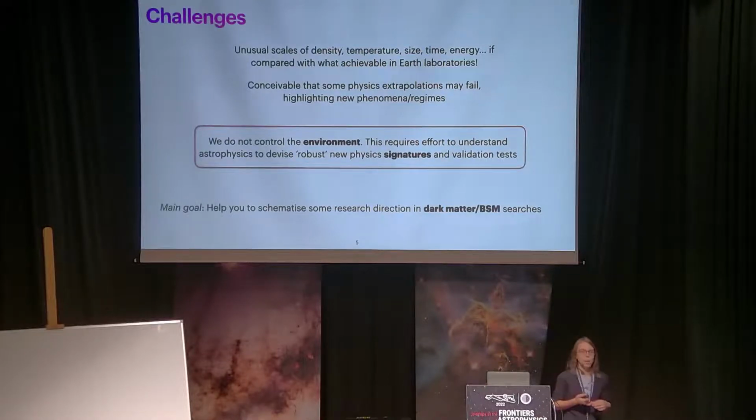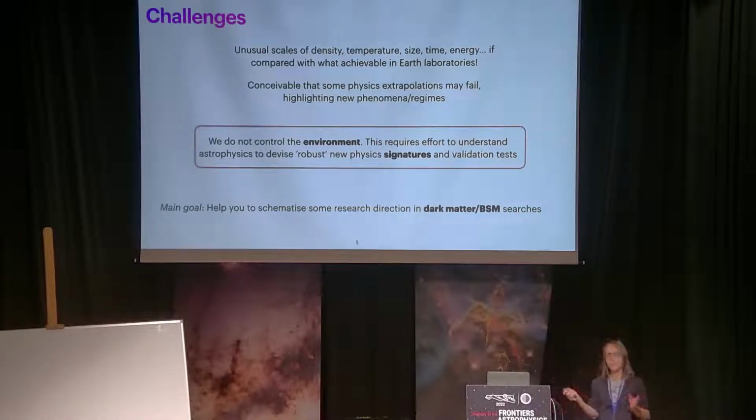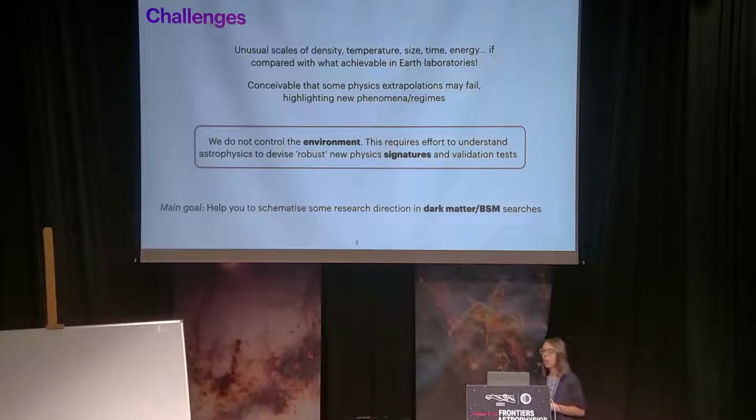Of course, there are quite some challenges, because we are in a domain where you are dealing with densities, temperatures, and sizes which are not comparable to your lab experiment. So it means that you do not really control your environment, and the systematics are large. So you need to study your standard astrophysical environment if you want to make any kind of claim that you can call robust on new physics observations.